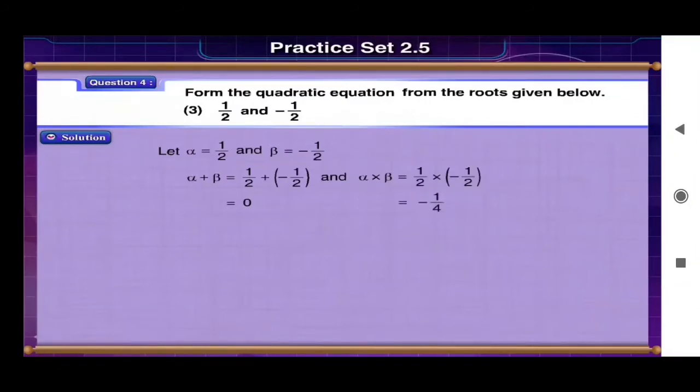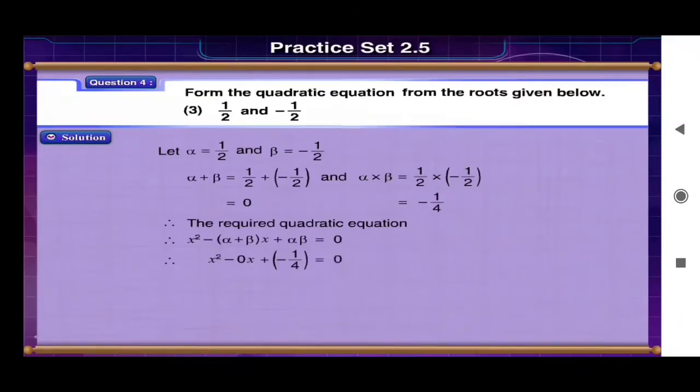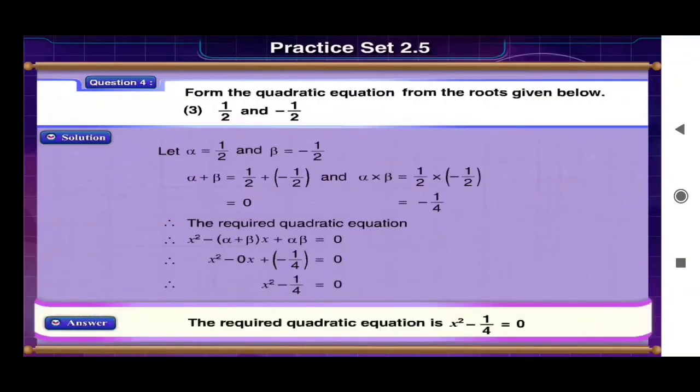1/4. Therefore, the required quadratic equation is x square minus (alpha plus beta) into x plus alpha beta is equal to 0. Therefore, x square minus 0x plus (-1/4) is equal to 0. Therefore, x square minus 1/4 is equal to 0. So the answer is, the required quadratic equation is x square minus 1/4 is equal to 0.